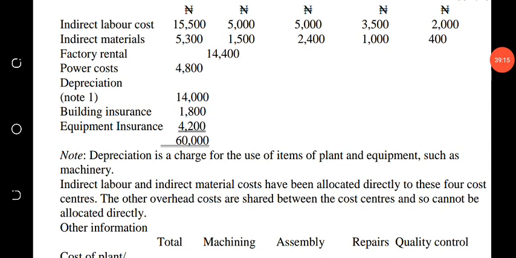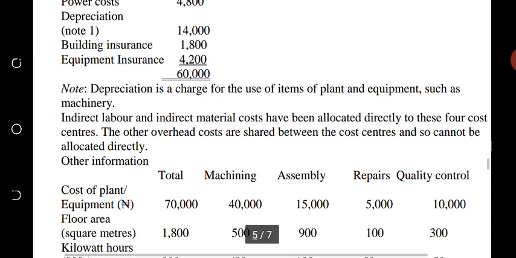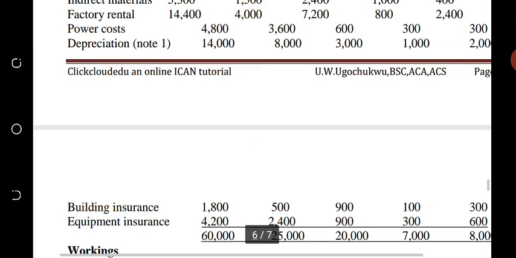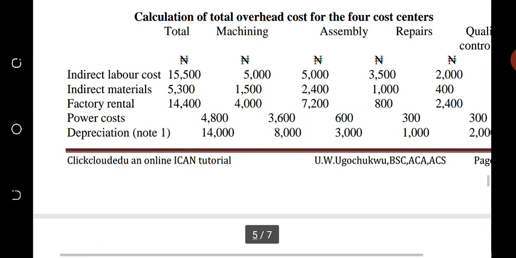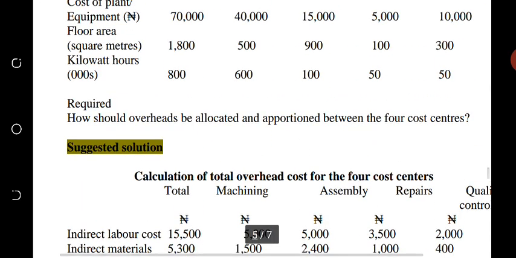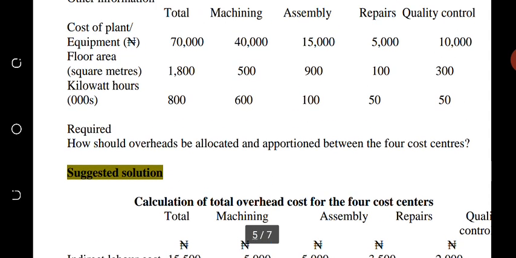The major basis of what? Apportionment of the factory rent. Now when you look at this factory rent, let's look at our workings. The factory rent can be apportioned using square meter.